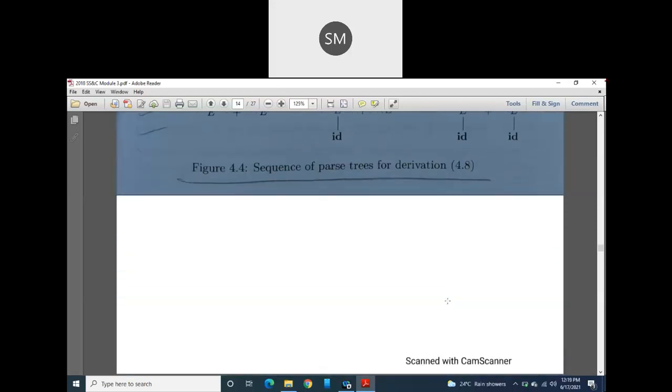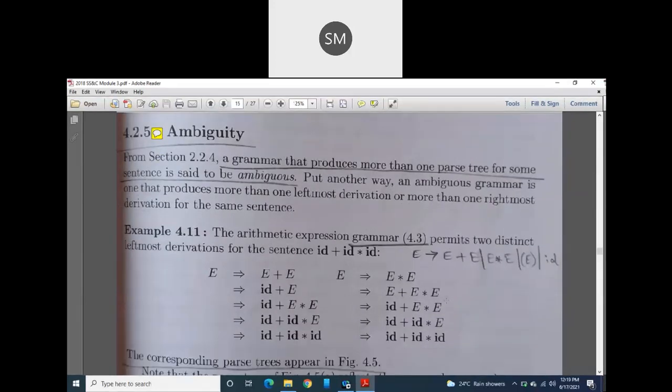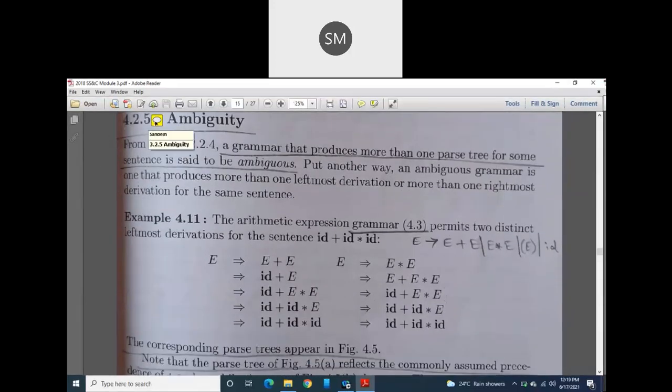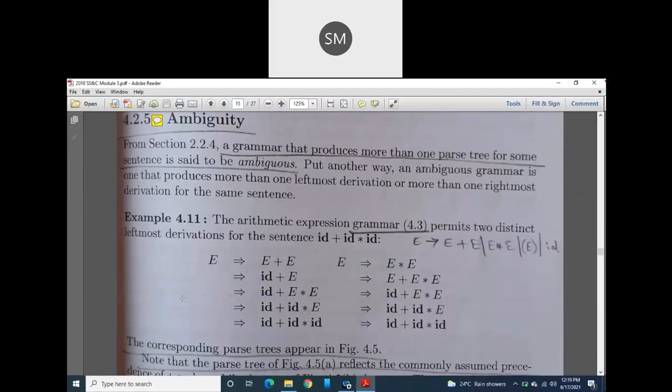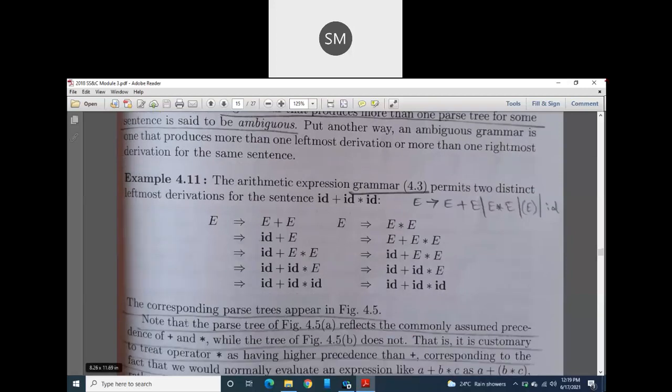Okay. Next, we will come to the next topic, that is ambiguity. In my notes, it is 3.2.5. So already I told you what an ambiguous grammar is. If a grammar is generating or producing more than one parse tree, then that grammar is called an ambiguous grammar. Okay. One example I will tell you.